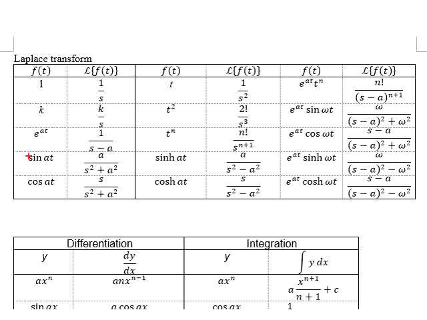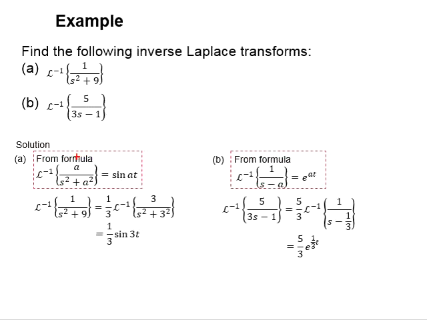Based on the observations, sin at could be the solution. Write down the formula for the inverse Laplace transform, which is a divided by s squared plus a squared. You need to compare the formula and the function given side by side. Looking at the denominator, 9 can be presented as 3 squared. So we know that a is equal to 3.